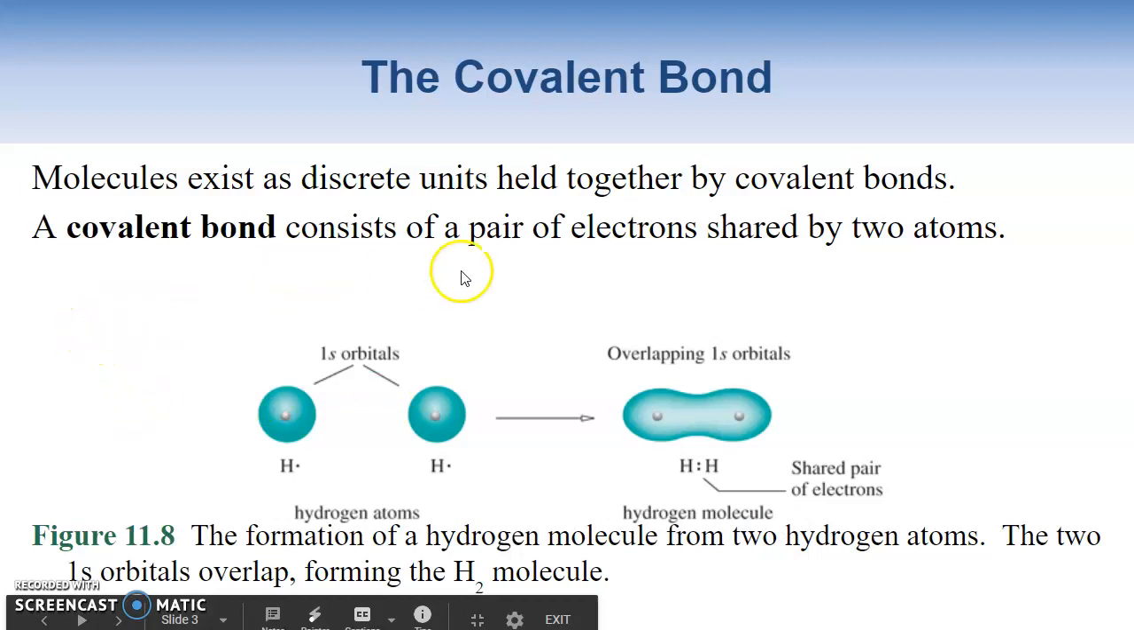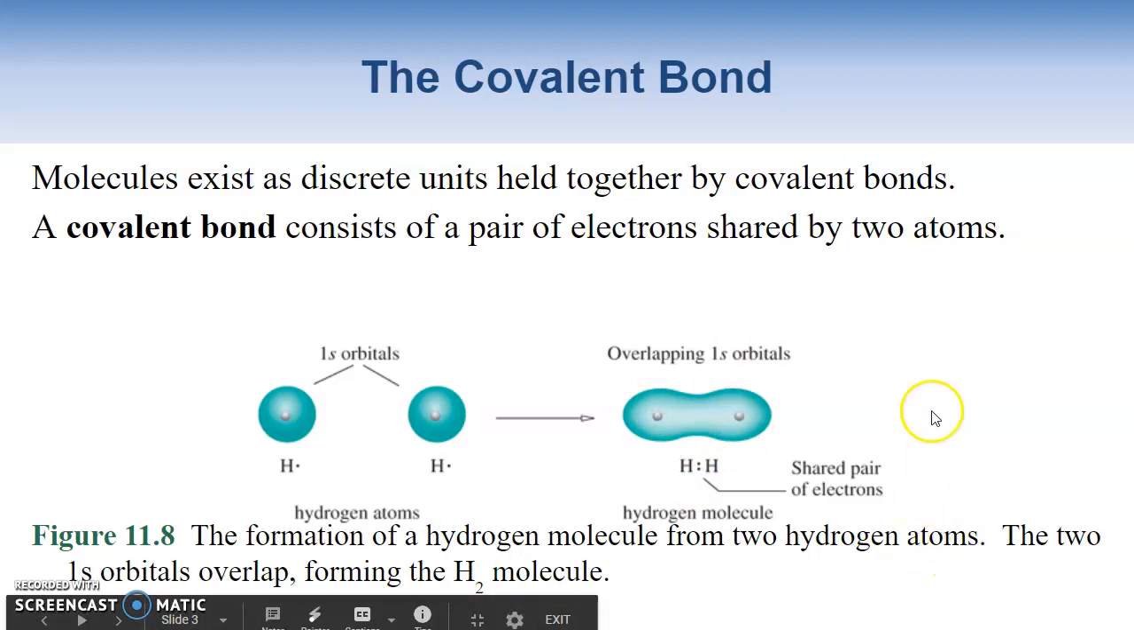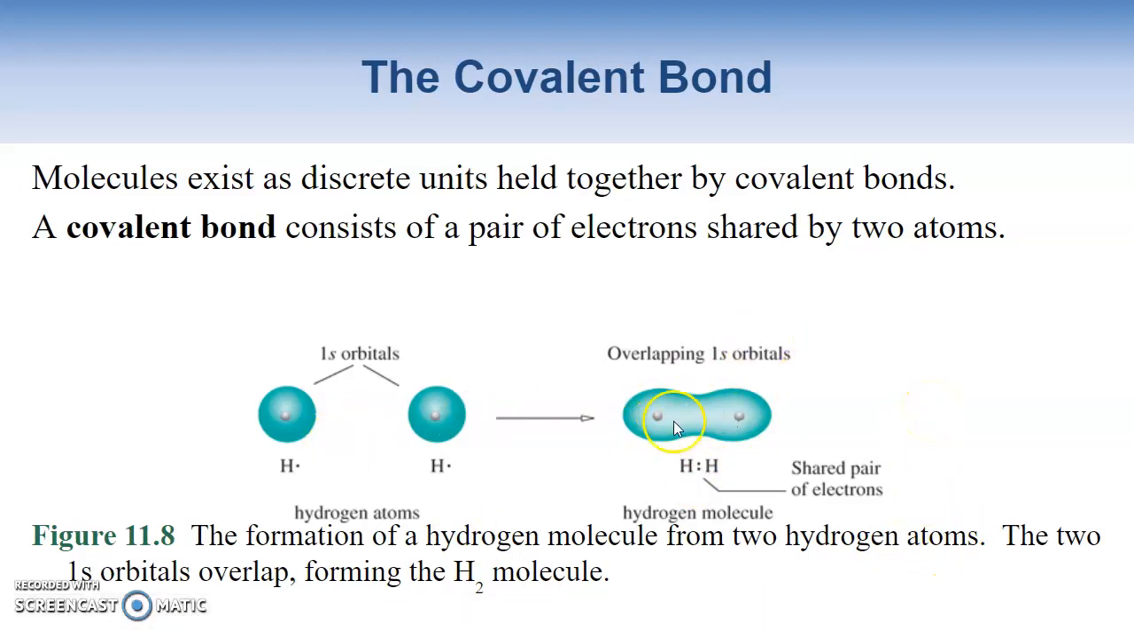A covalent bond has a pair of electrons that are shared by two atoms. So this shows when we have a hydrogen and a hydrogen, each has one valence electron. That one s orbital is overlapped and their electrons are shared. Okay, and that forms a molecule.